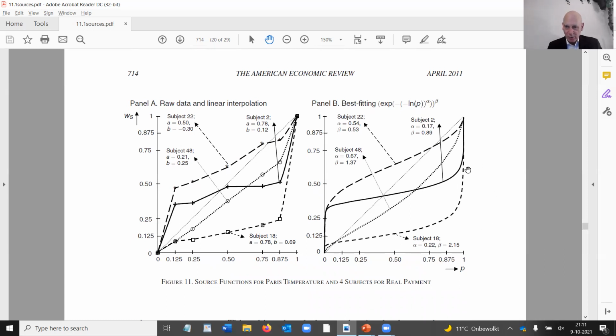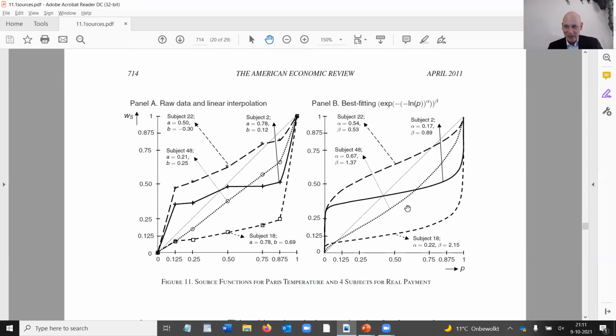For instance, we see subject 18 is very pessimistic, very averse to this uncertainty. This subject doesn't want anything to do with Paris temperature, apparently. Subject 22 is much more of an optimist, with source preference, whatever you call it. This person much likes to deal with that uncertainty, much more than subject 18. And the others are a bit in between. And the diagonal is expected utility maximization, which I would consider rational. And I would say subject 48 is the most rational person of these 4. It's still quite close to expected utility maximization.